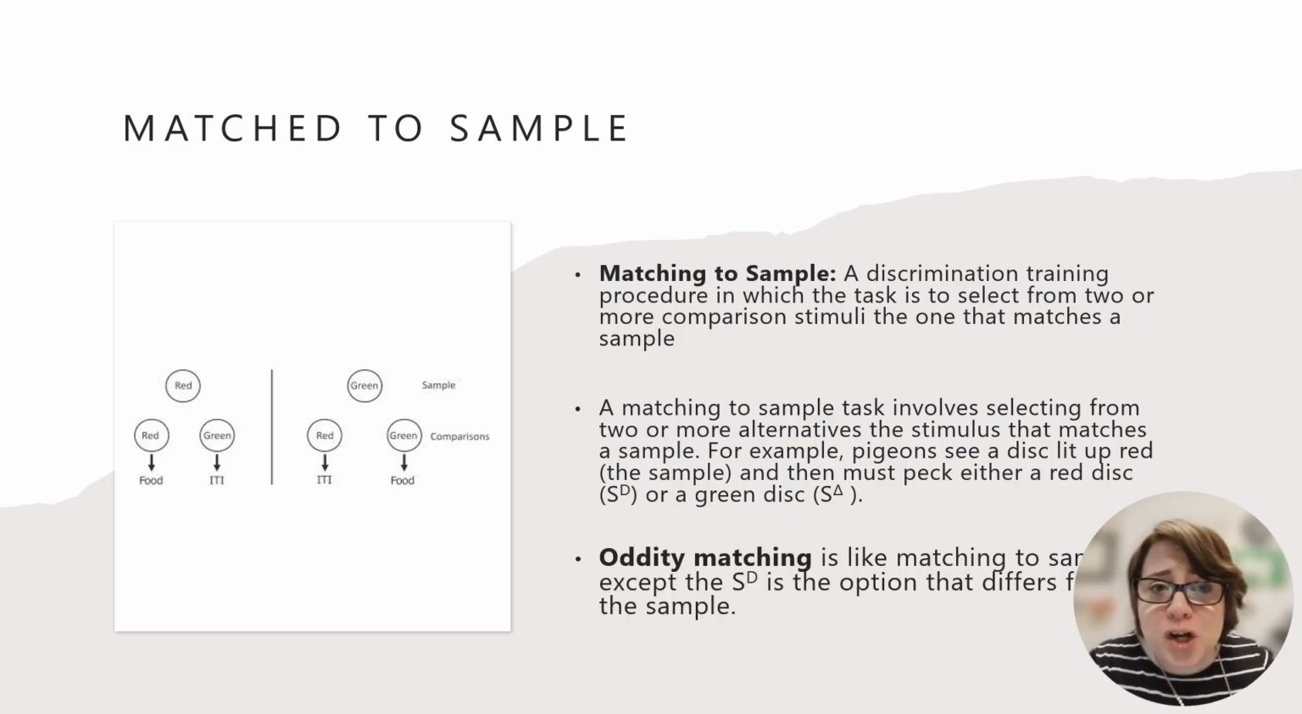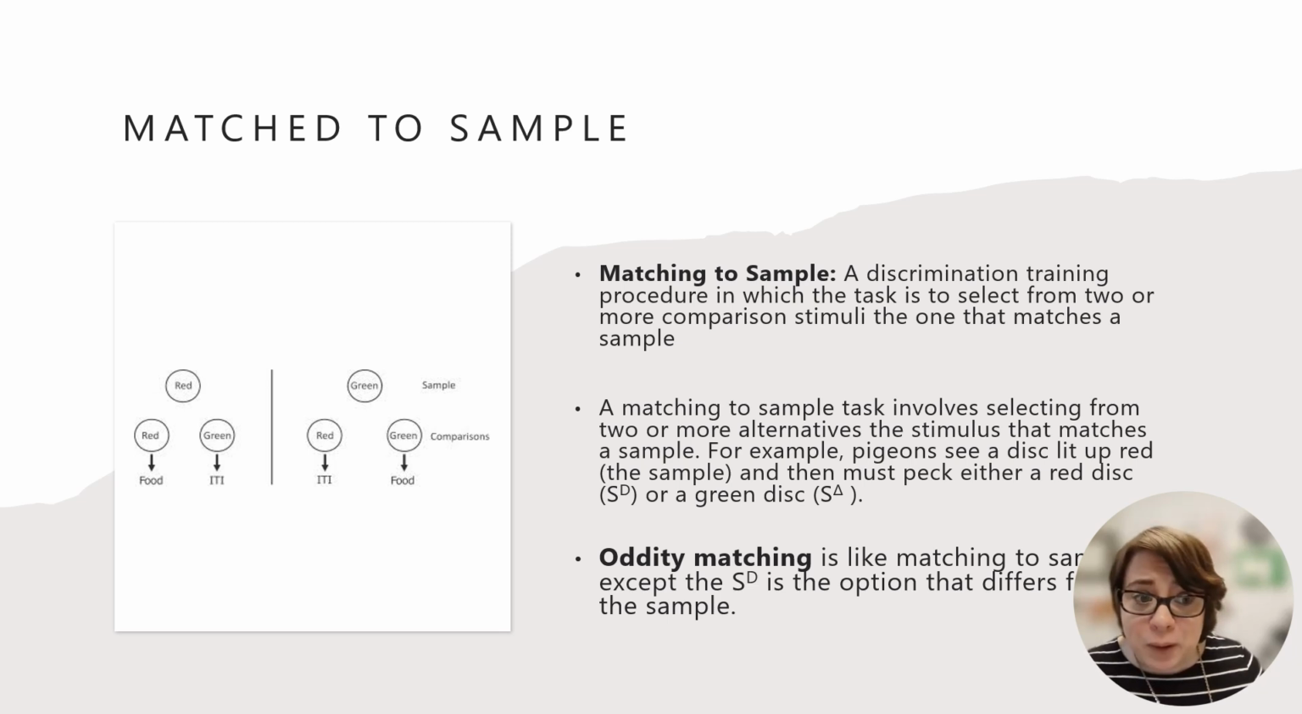In a procedure called matching to sample, animals must select from two or more alternatives called comparison stimuli and choose the stimulus that matches the standard or the sample. So the comparison stimuli include the SD stimulus that matches the sample and one or more S delta stimuli.